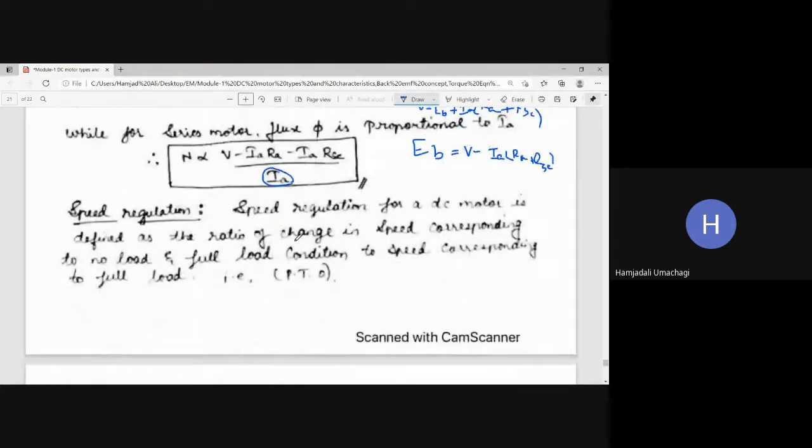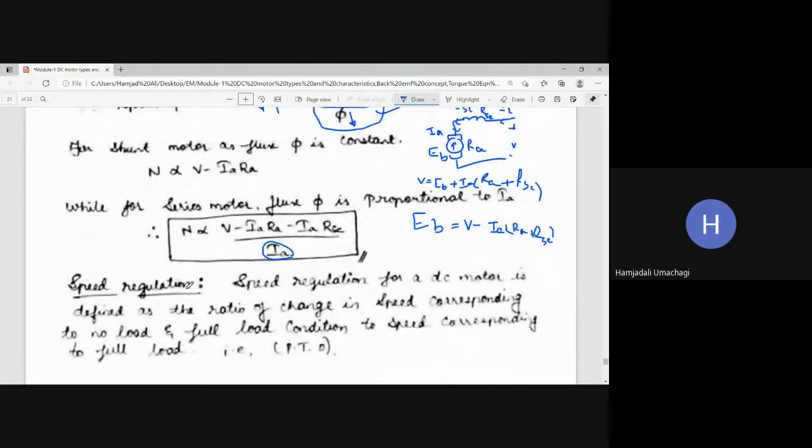Then finally comes the concept of speed regulation. Speed regulation means controlling the speed. Speed regulation for a DC motor is defined as the ratio of the change in speed between no load and full load to the speed corresponding to full load. When you keep on changing the load, if you don't connect any load, then what will be the speed of the motor? Is it maximum or minimum? If you don't connect any load, will the speed be increasing or decreasing? It will be high.